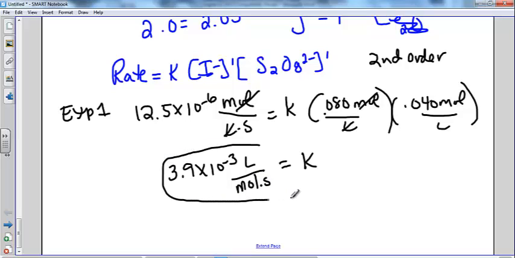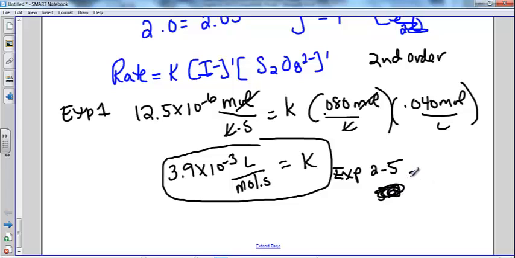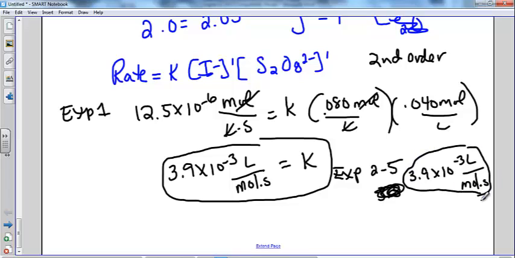So like we said, it's second order. So the exponent on liter and moles is 1 less. So it's first. And if you do the rest of the other experiments 2, 3, 4, 5, they give you the exact same number. So our average K, and it's always a good idea to solve for all of them just to make sure, but I'm not going to redo that over and over again, is still going to be 3.9 times 10 to the negative third liters over moles times seconds.